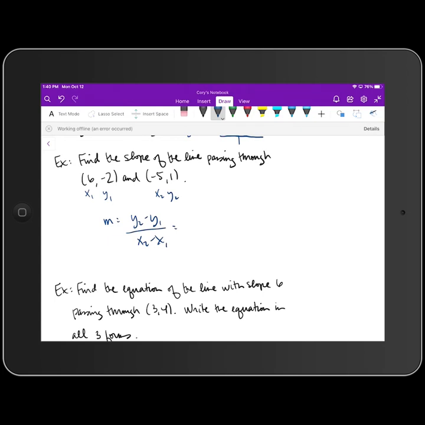So y sub 1 is 1, or sorry, y sub 2 is 1 minus y sub 1, which is negative 2, over x sub 2, which is negative 5, minus x sub 1, which is 6. So 1 minus negative 2 is the same thing as 1 plus 2, which is 3. Negative 5 minus 6 is negative 11. So that slope is going to be equal to negative 3 over 11.